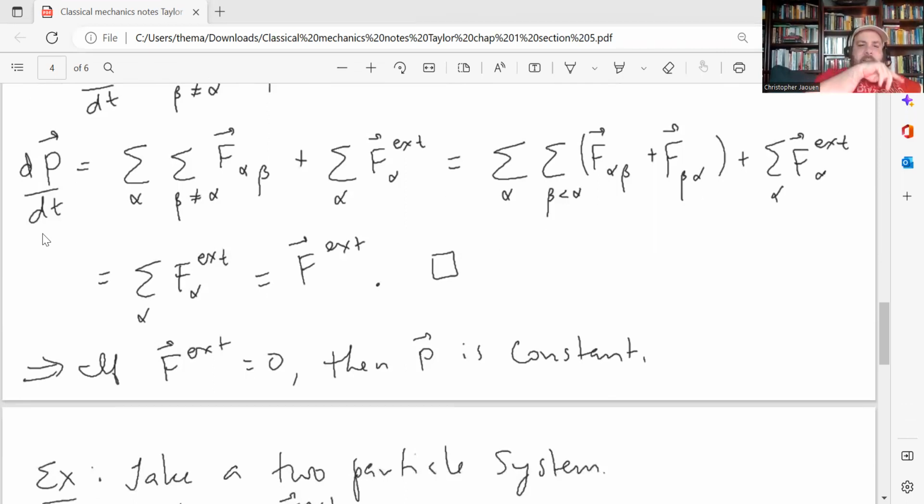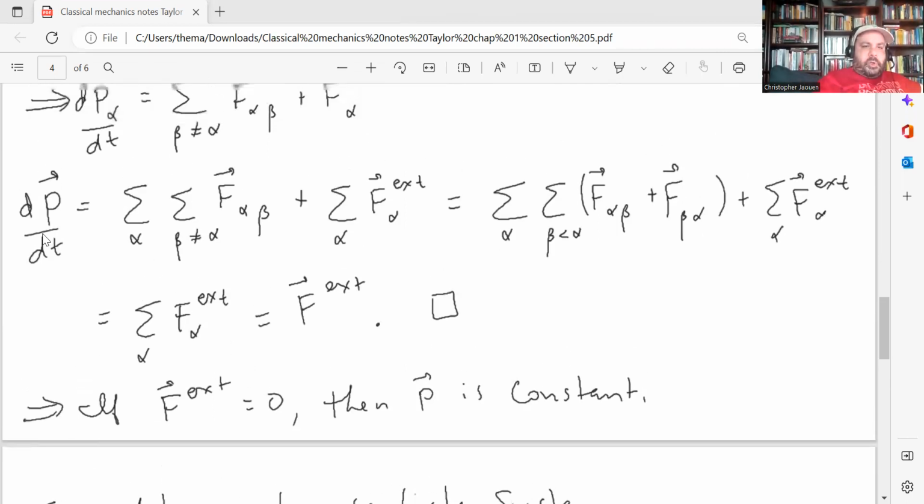And then if you take the total momentum, which I'm just denoting by capital P, and take its time derivative, that should be equal to the sum of all the forces on all the particles. So it's the sum over alpha of the sum over beta not equal to alpha of F alpha beta, plus the sum over alpha of the external forces on each of the particles alpha, right? Which you can rearrange a little bit to make it clear why something goes to zero.